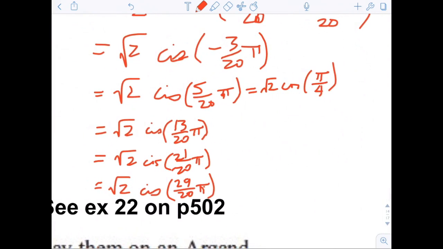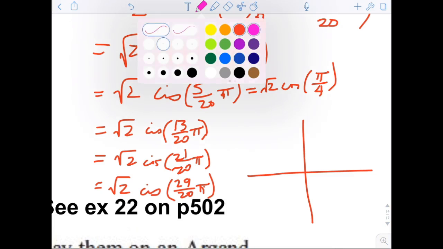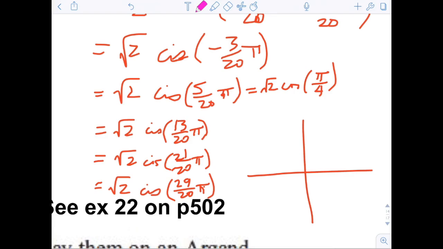Okay, so if we were going to draw this argand diagram, the first one would be -3/20, so that's pretty hard to draw. If we divide each 180-degree part into 20 sections, each quarter circle is going to be 10 sections. So -3/20 would be about 30% of this quarter. So that would be more like this, right? So this would be -3/20 pi. And then the radius of the circle is square root of 2, of course.